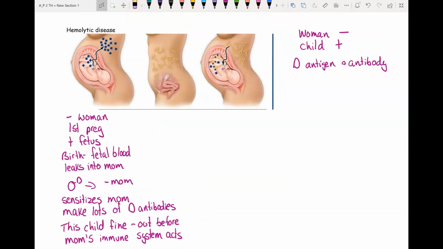So now here you can see between pregnancies, here's all those D antibodies. She built up a bunch of them. She's now sensitized. Now we have her second pregnancy. And if the fetus is again positive, now those D antibodies, you can see, are crossing the placenta and attacking the fetal blood.